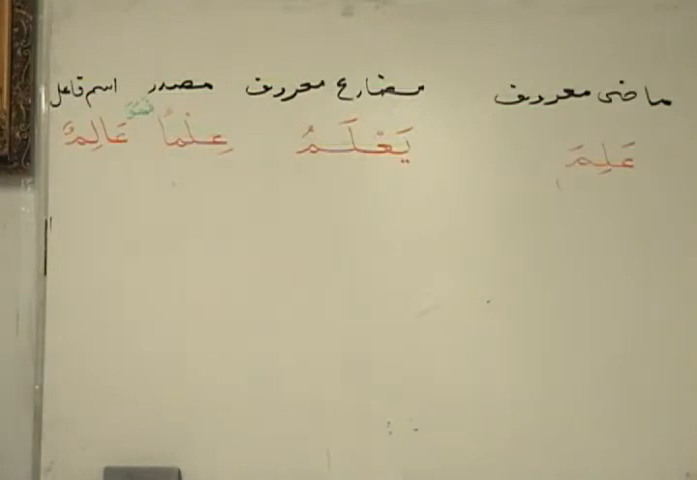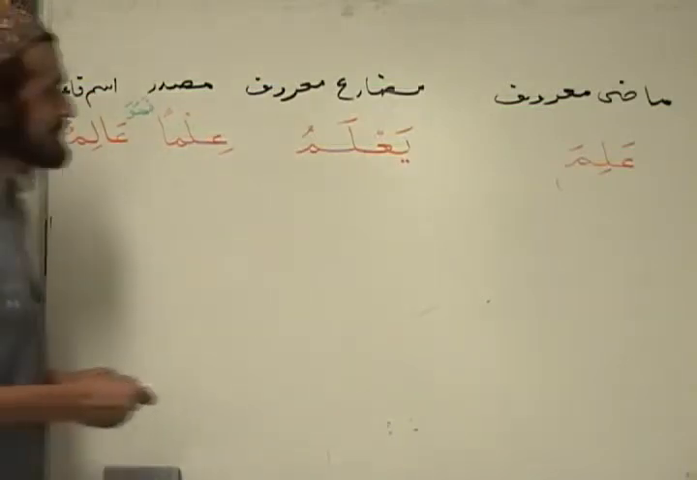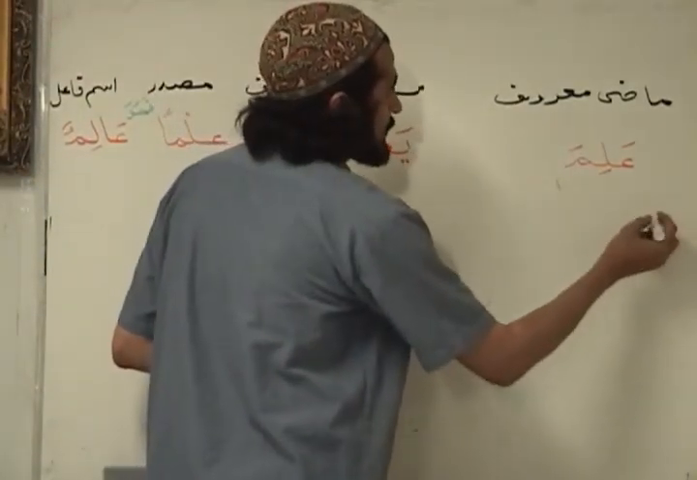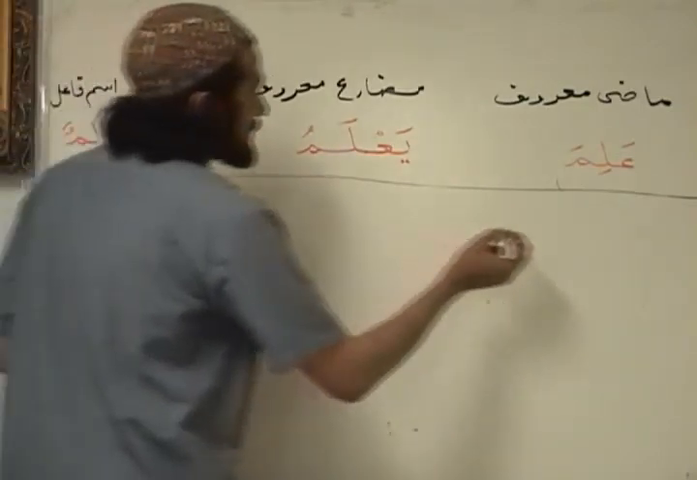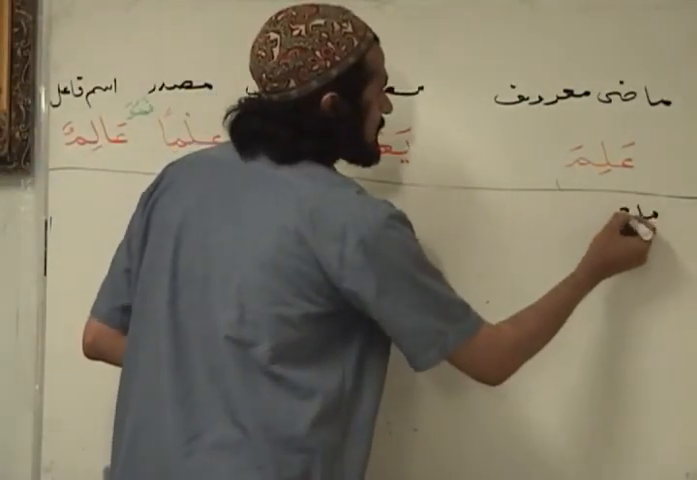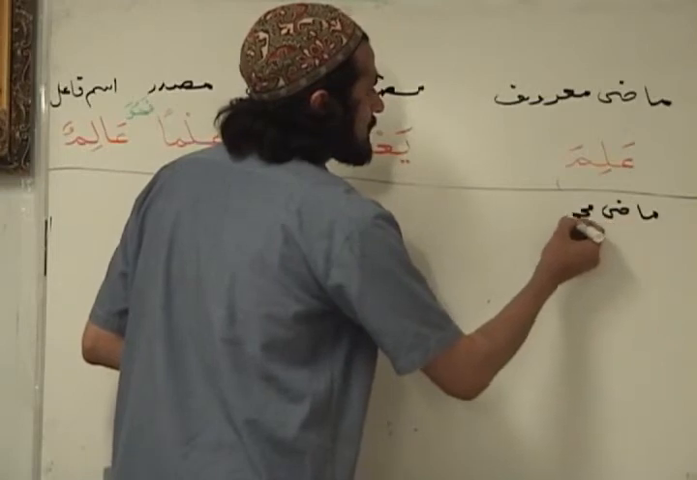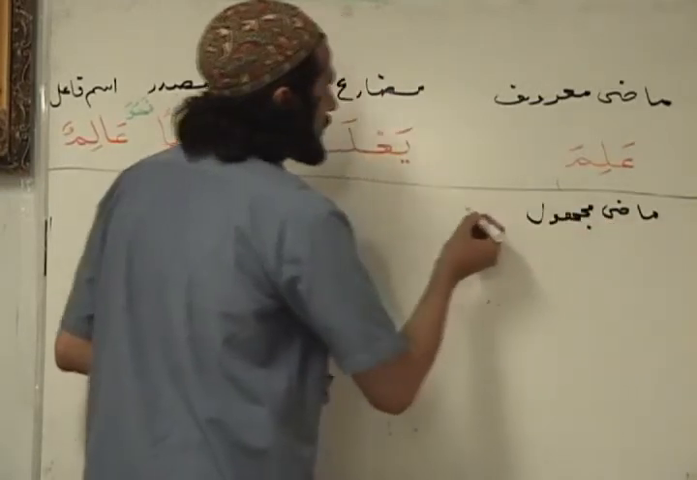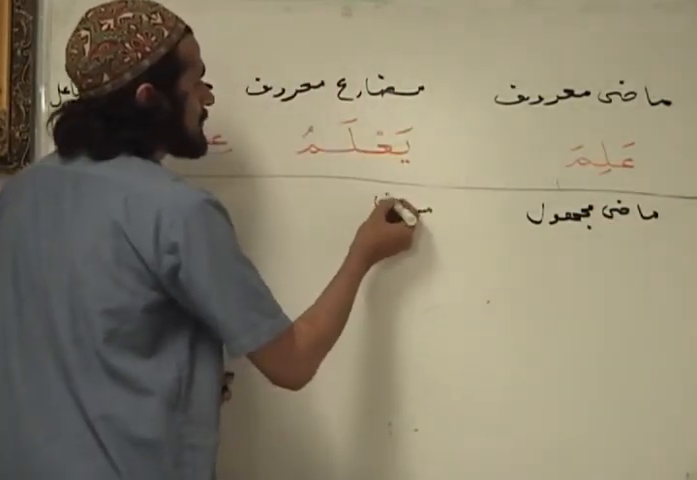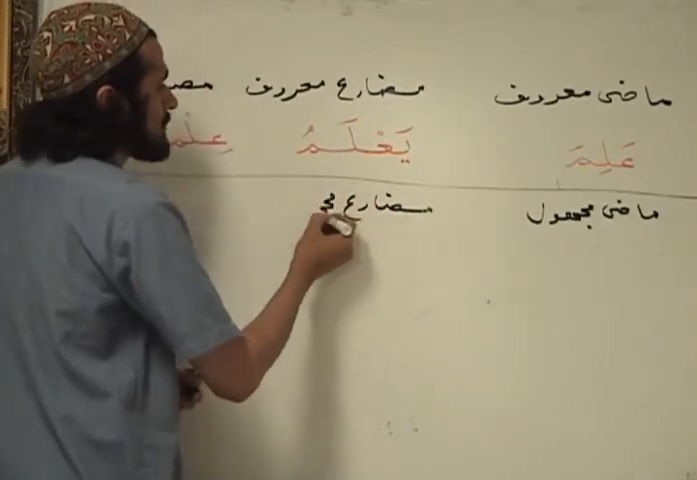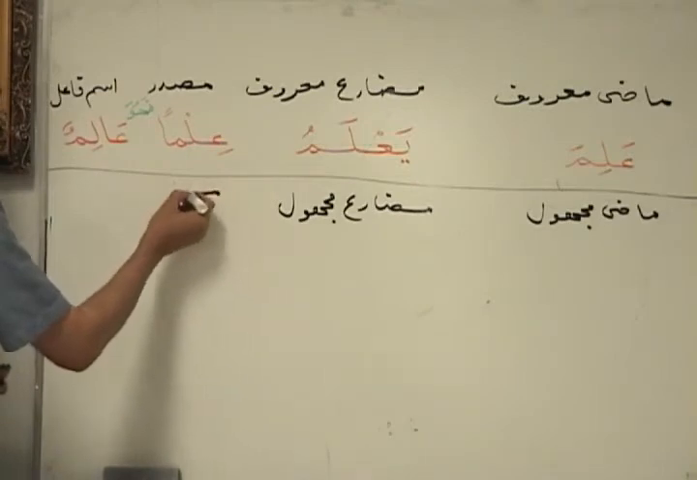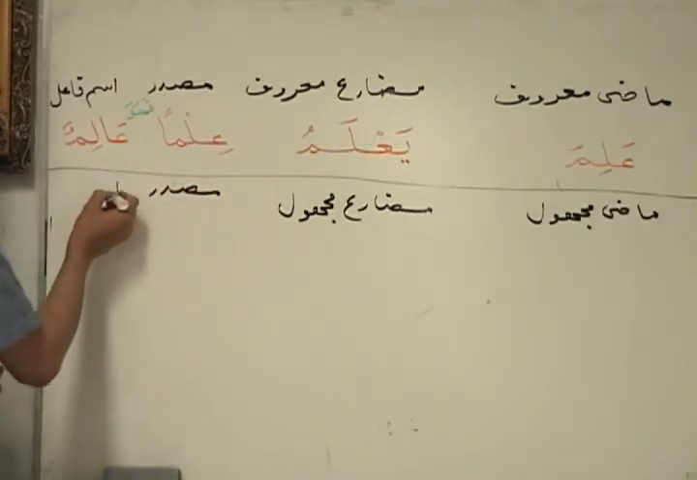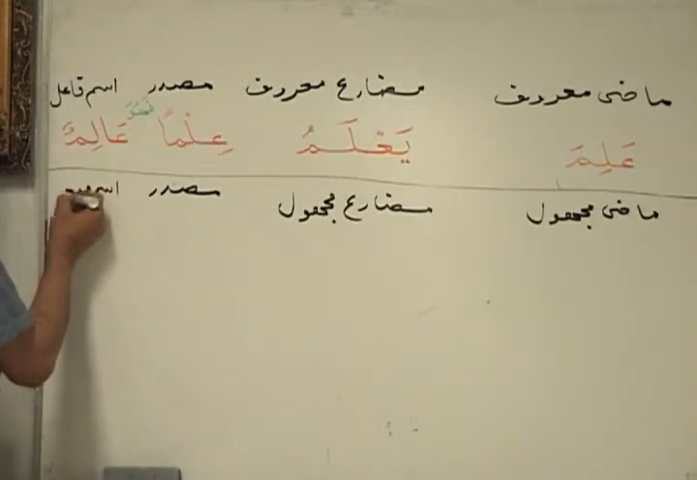And then you can continue with madi majhul. So this is the first line, and the second line is madi majhul, and then mudari majhul. Masdar again, and ism maf'ul.